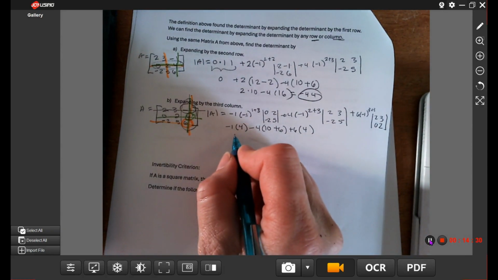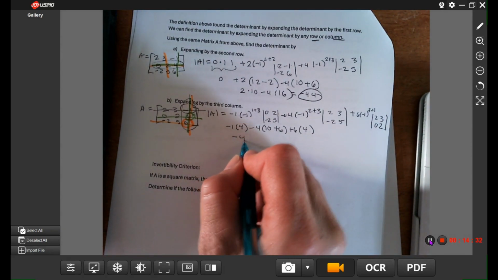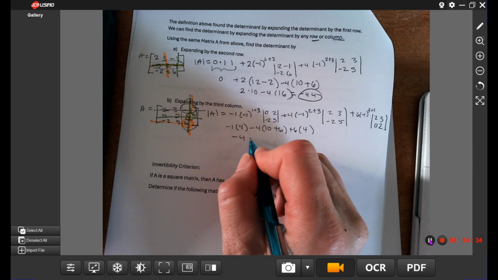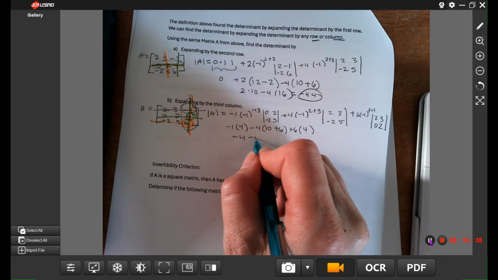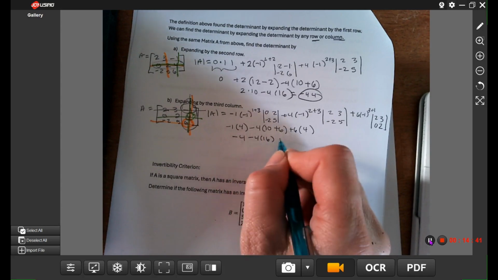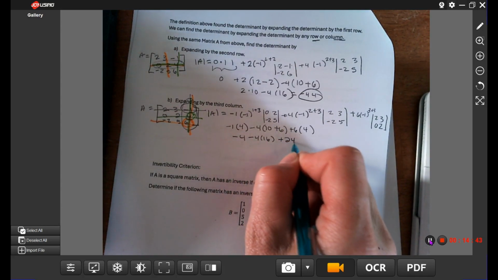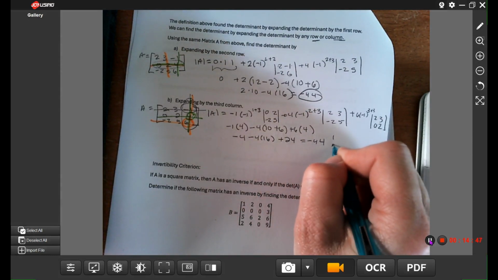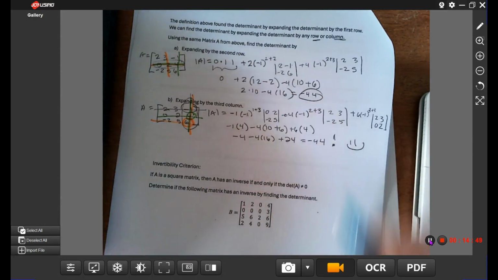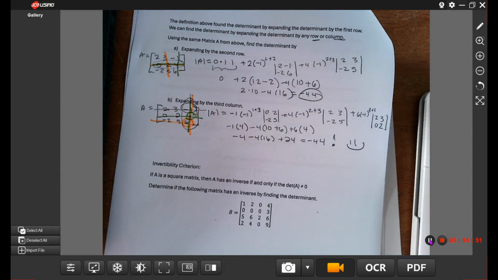All right, so I get negative 4 minus 4 times 16 plus 24, which equals negative 44. Woohoo! Yay! It's the same. So now you have multiple different methods. So you should choose the one that has the fewest complicated calculations, I think.